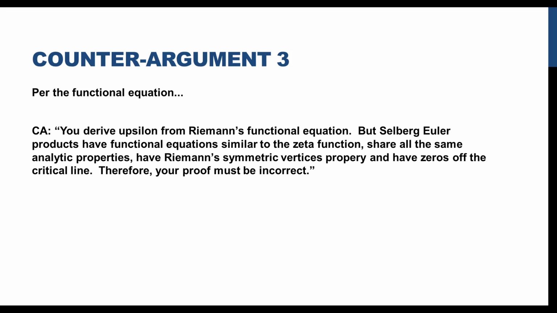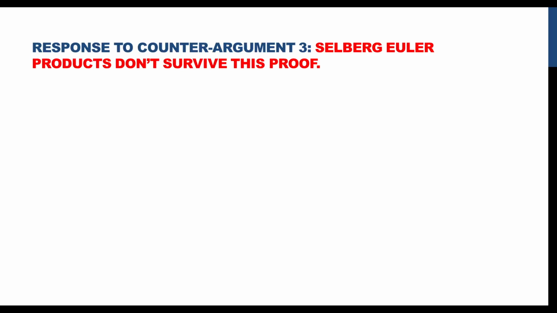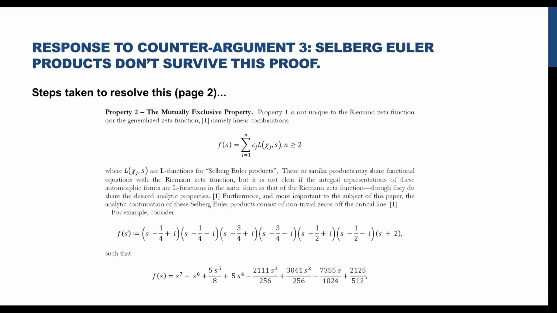No, not necessarily. All right, you have to first take a Selberg Euler product and apply it to this proof. And if you do, you will see that it won't apply because this is not an analytic proof. Therefore, it doesn't matter if Selberg Euler products share the same analytic properties as the Riemann zeta function. Let's show you what we do about this.